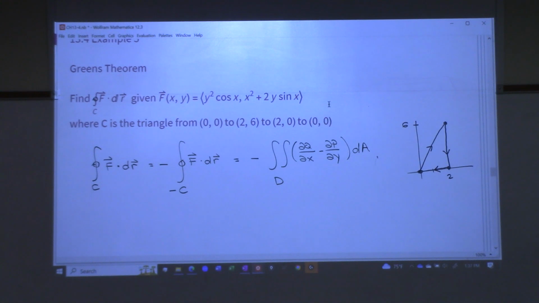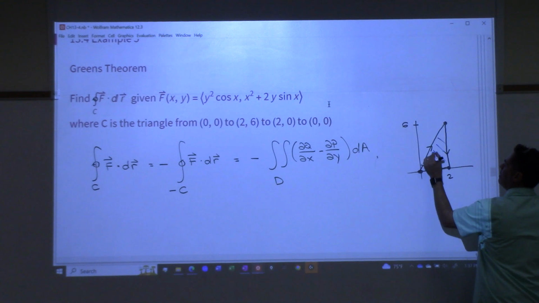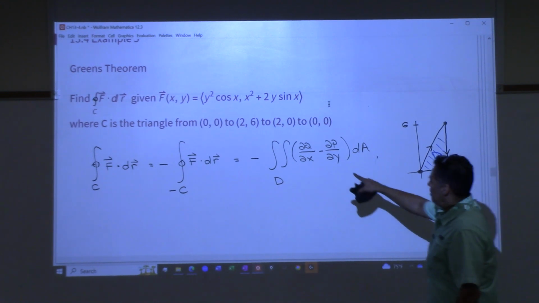And I'm hoping that partial Q with respect to x and partial P with respect to y are good. I also need to talk a little bit about the region here, D. Right, D here. That's a pretty nice region, isn't it? Good old-fashioned type 1 region when we were doing double integrals, so we should be able to tackle that pretty straightforward. Let's get this, though.